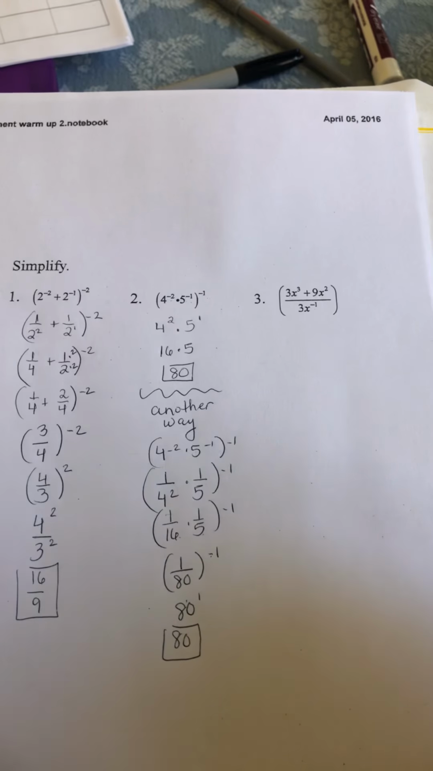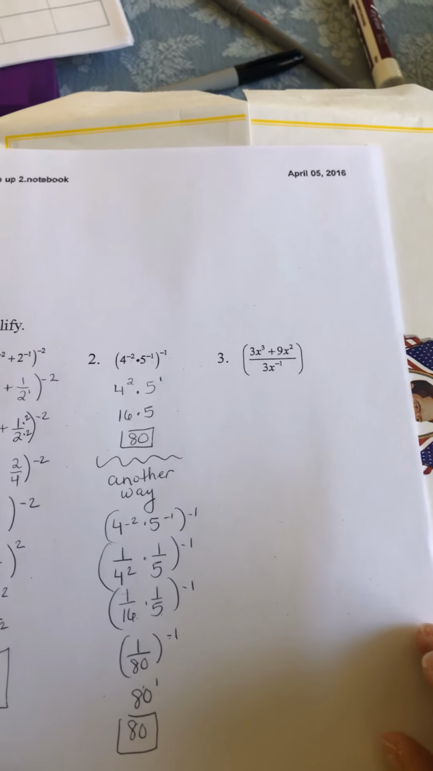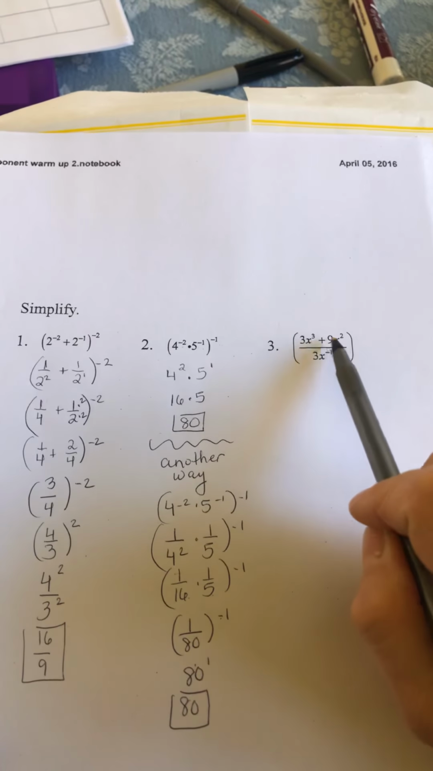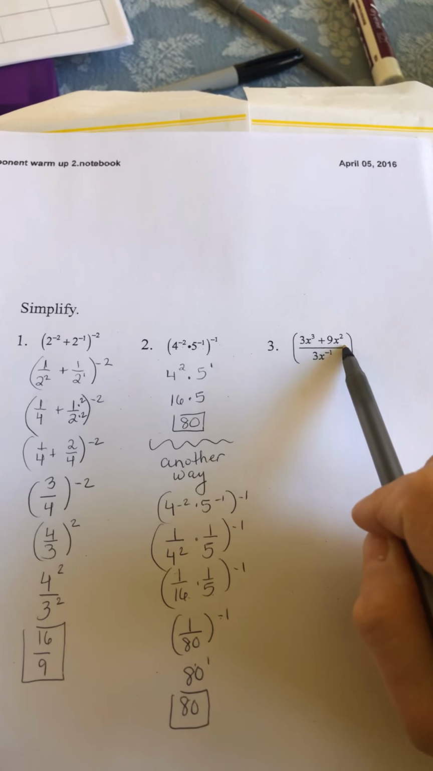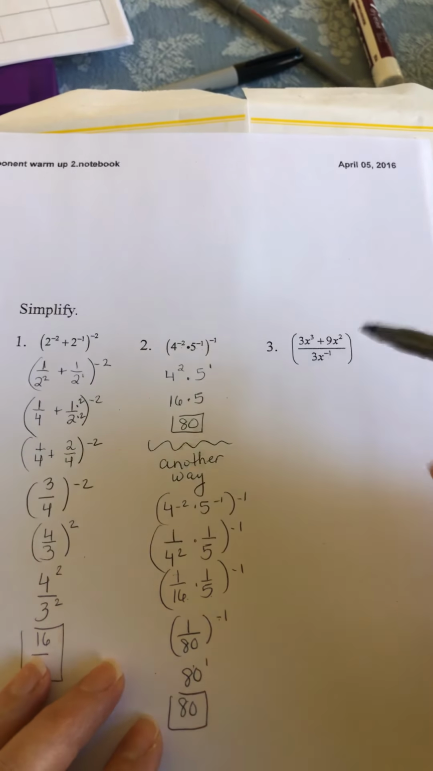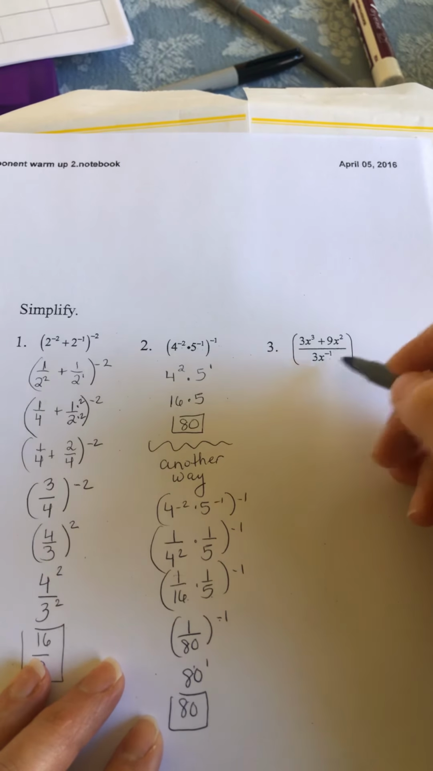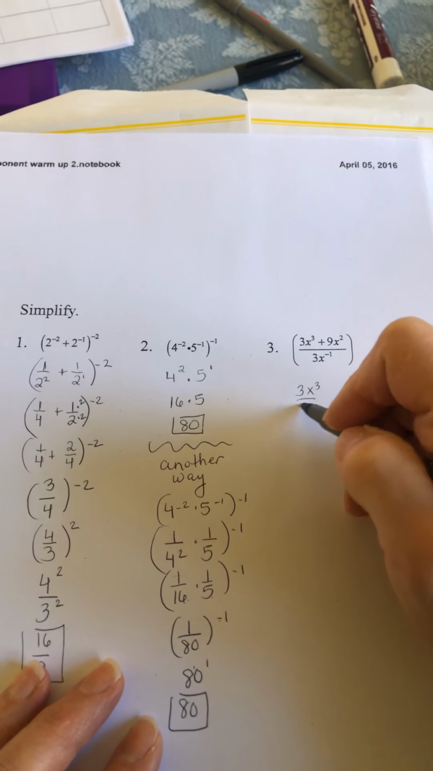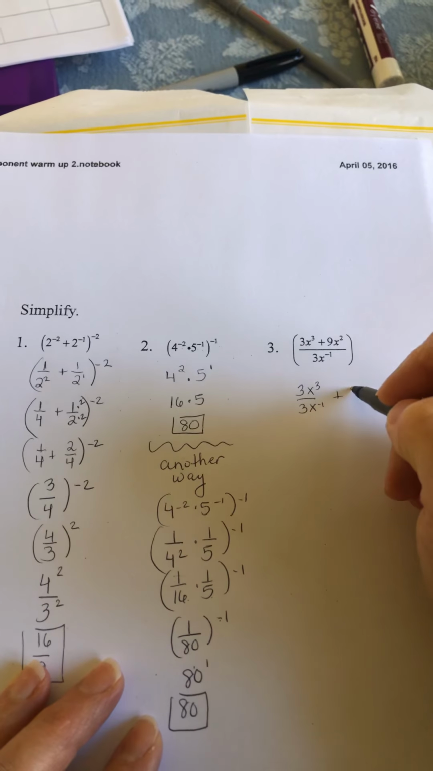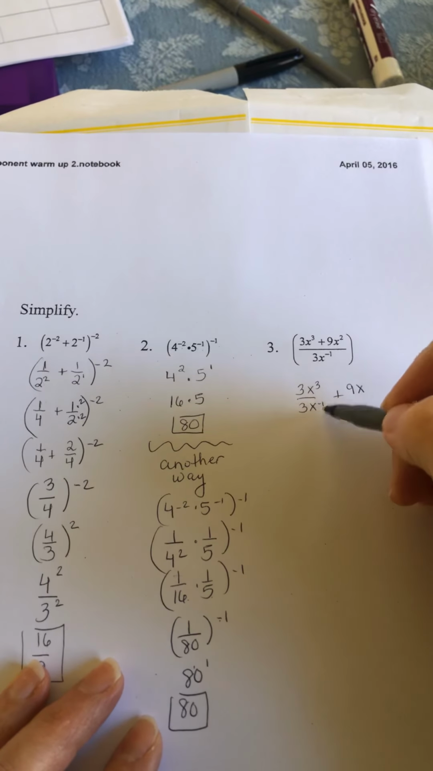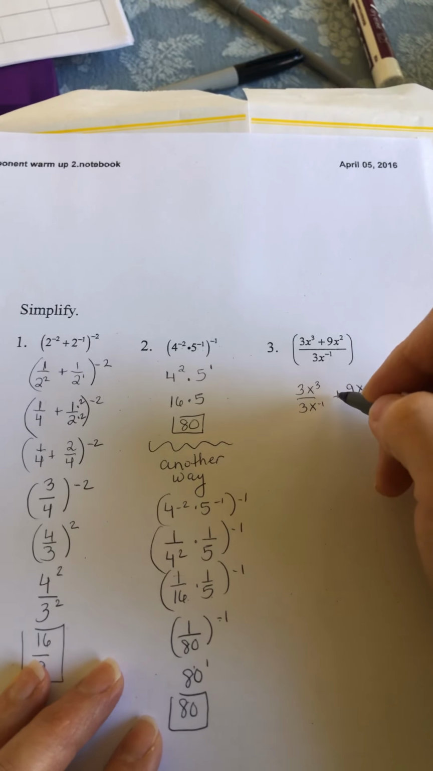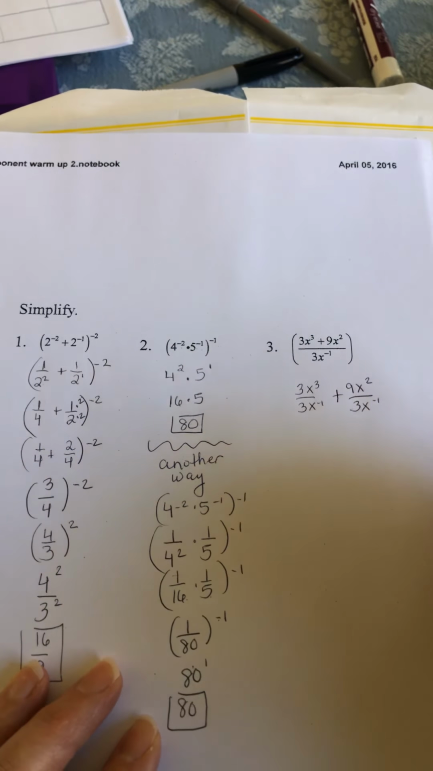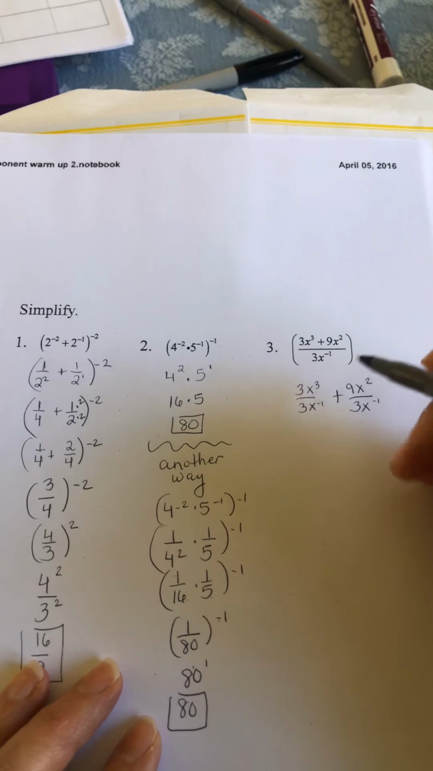Okay, so let's take a look at problem number 3. Notice how here this one is a little different because we have two terms on the numerator, one term on the denominator. The easiest thing to do here is to break this up into two separate fractions so we can separate the numerator, and we have 3x cubed over 3x to the negative first, and then plus 9x squared over 3x to the negative first. And we can simplify these separately.